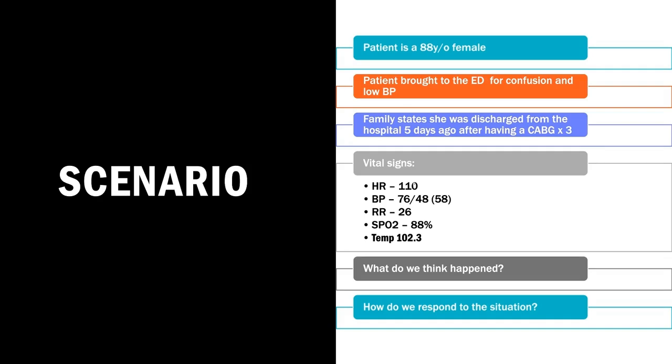We've got a heart rate of 110, a blood pressure of 76/48, respiratory rate of 26, an O2 saturation of 88%, and a temperature of 102.3. What do we think is happening, and how are we going to immediately respond to this situation?